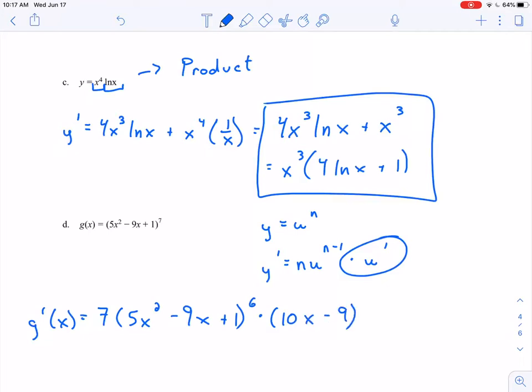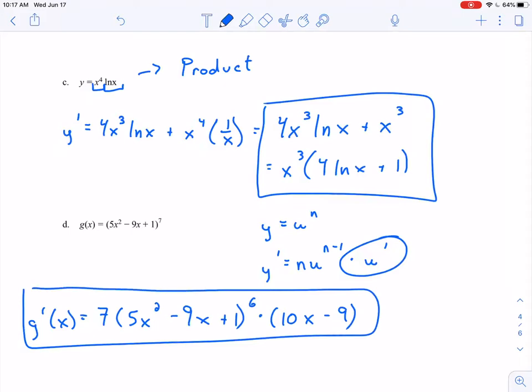And then at that point, I'd probably just leave my answer like this. If you really wanted to, you could distribute the 7, but you'd have to distribute it to the 10x and to the 9. You can't distribute it to this part right here because of this exponent of 6. So to be honest, I would just leave my answer like this. And I would say, you know what, there is my derivative, there is g prime of x.